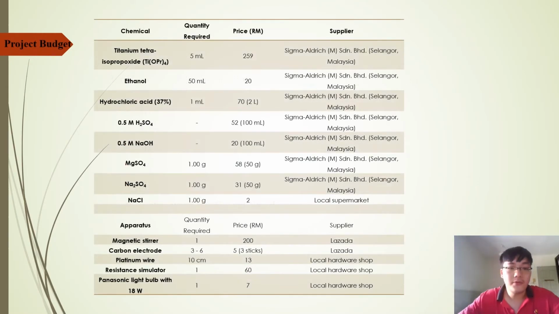Most of the chemicals like titanium tetraisopropoxide, ethanol, hydrochloric acid, sulfuric acid, sodium hydroxide, magnesium sulfate, and sodium sulfate can be bought from the chemical company Sigma Aldrich at Selangor. The sodium chloride can be bought from a supermarket. The apparatus can be bought on Lazada and local hardware shops. The total budget estimated is 797 ringgit.